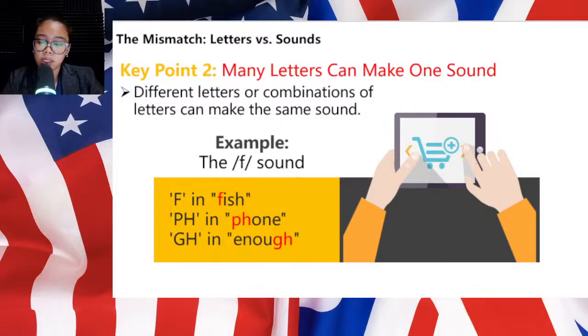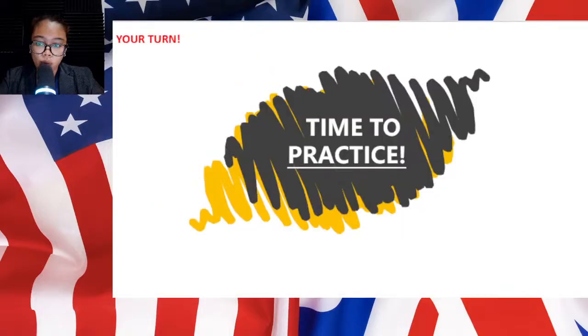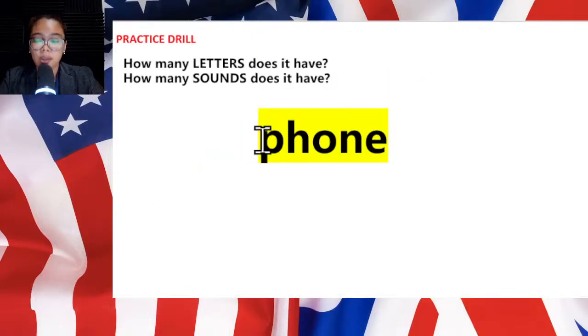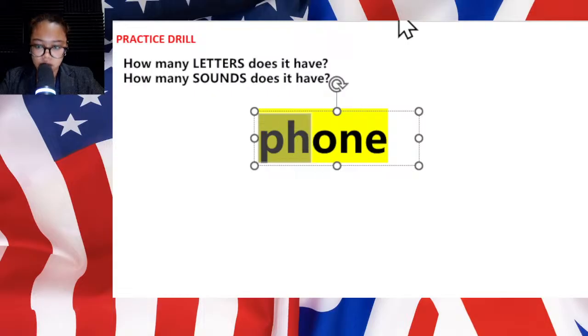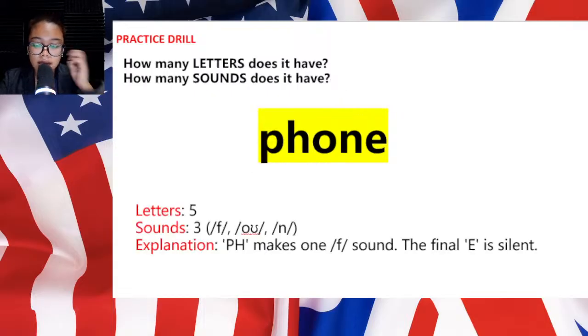Again, the word is phone. The word phone starts with the F sound, which is produced by combining the letters P and H. P and H produce the F sound. So the first sound is the F sound, which comes from the combination of PH. Remember our point that many letters can make one sound. PH is a perfect example of two letters forming a single sound.